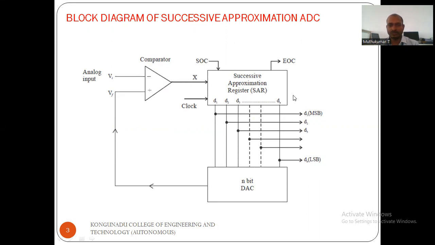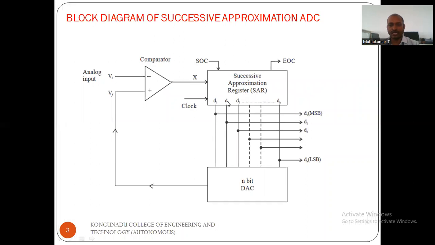So this is the successive approximation register, SAR. The output of the comparator is given to the SAR. Two basic operations are necessary for the SAR. One is SOC, that is, start of conversion. Another one is end of conversion. The binary digits are, so we are taking the n-bit register, that means D1, D2, D3 and so on. Dn is the number of bits.